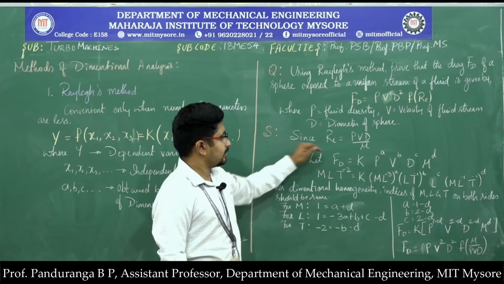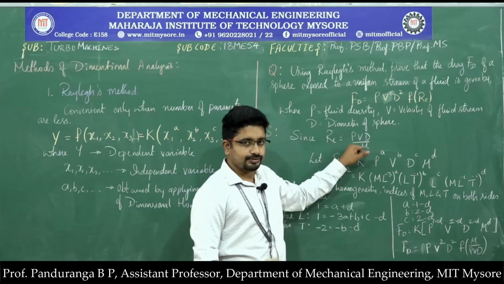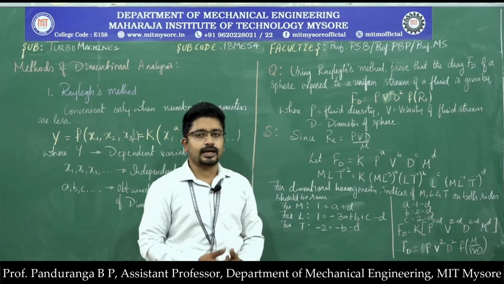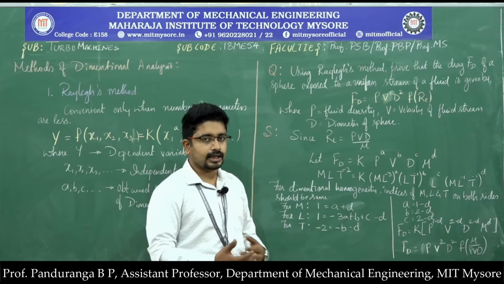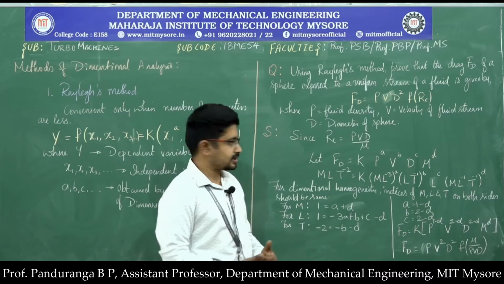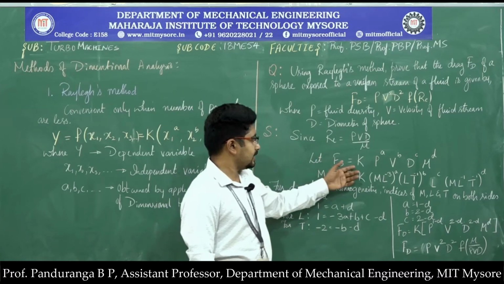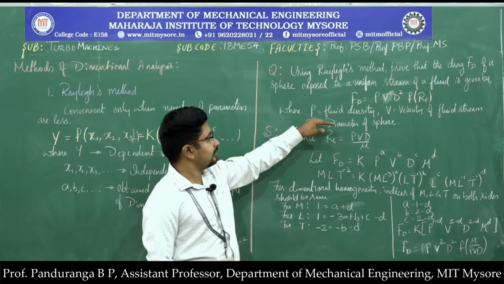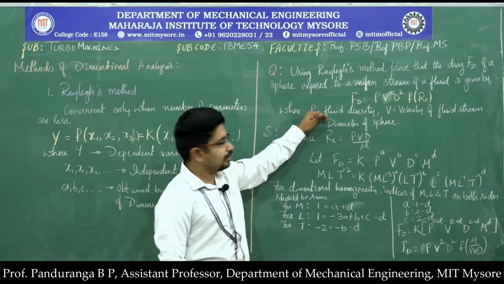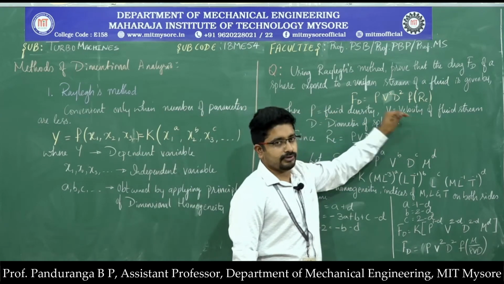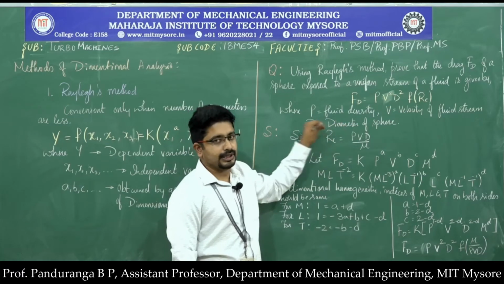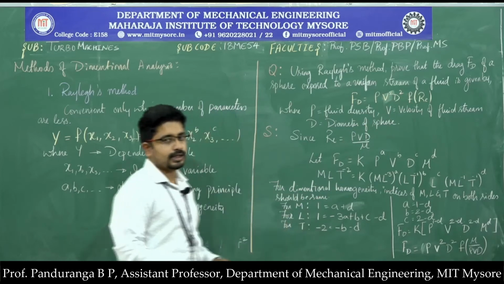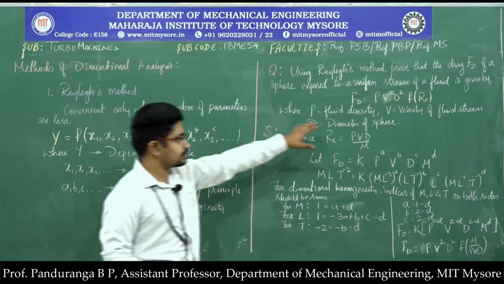Since we know that Reynolds number is given by rho v d by mu, this is the equation for Reynolds number, which gives us an idea of how the flow is taking place in a given physical process. So let Fd be a function of the fluid density rho, velocity of the fluid stream v, the diameter of the sphere d, and Reynolds number, because that is given in the problem. Now I know that the drag force depends on those parameters.